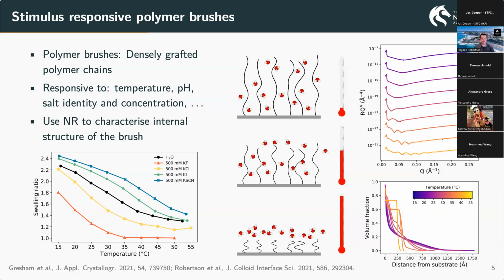But it's important to note that ellipsometry only tells us really the average thickness, or you can see here in this figure, the swelling ratio, which is just the hydrated brush thickness divided by the dry brush thickness. And it doesn't tell us anything about the internal structure of these films like neutron reflectometry does.